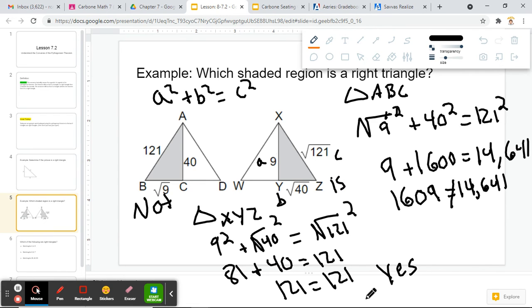So the triangle XYZ is a right triangle, because if we plug our numbers into the formula, we do indeed get a squared plus b squared is equal to c squared.